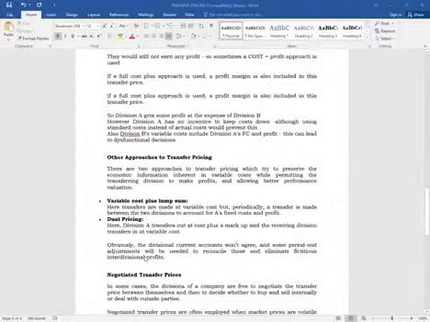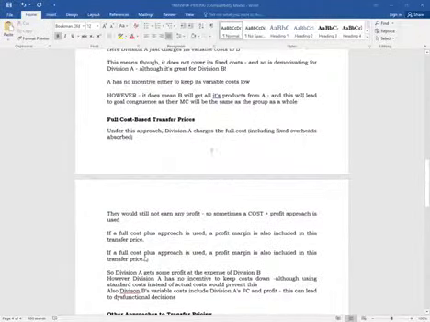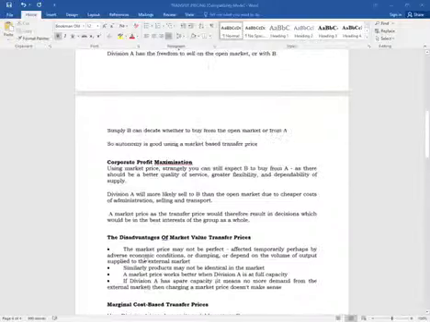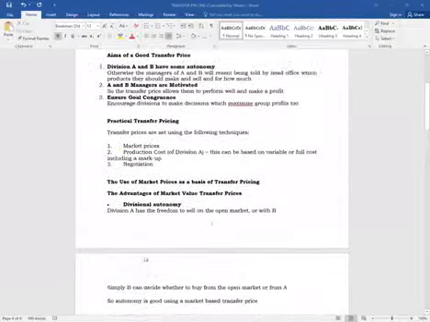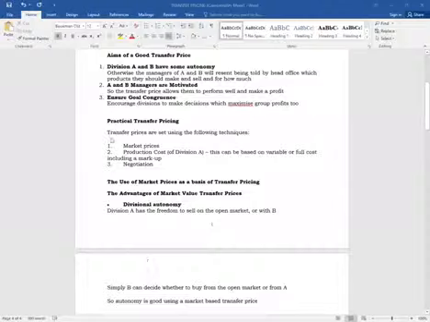Great. Now, the other thing that your celebrator wants us to discuss, ladies and gentlemen, is the practical transfer pricing. Transfer prices are set using the following techniques. Number one, we have market prices. Number two, we have production cost. Number three, we have what we call negotiations. Now listen, these are approaches to setting up transfer prices.